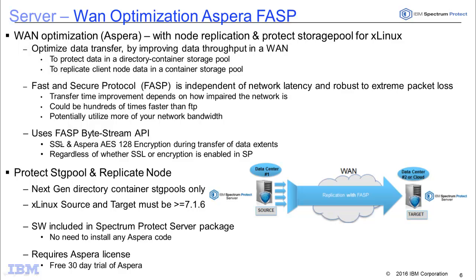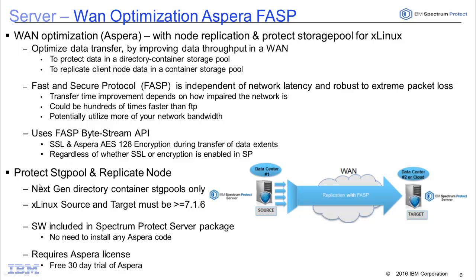When Spectrum Protect uses FASP, it's utilizing the API, and this API will send the data, and when it sends it, it does utilize SSL and the Aspera AES 128 encryption. And both of these are built in. So it doesn't matter if you have encryption or SSL turned on inside of Spectrum Protect. Just by using the FASP, you will get the Aspera FASP SSL and encryption.